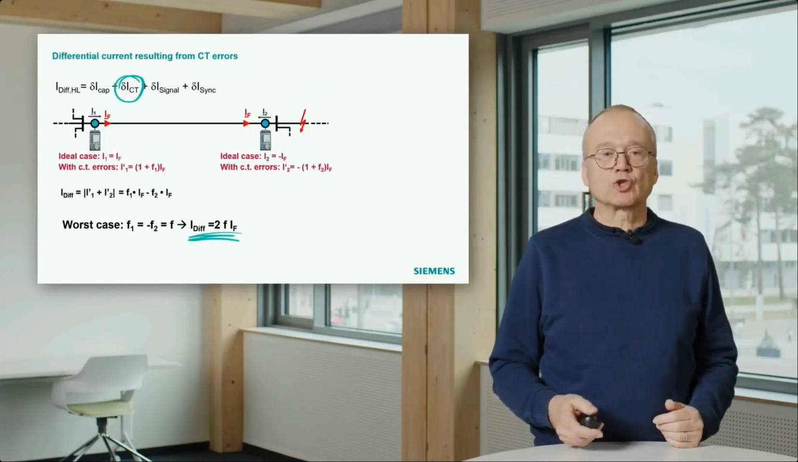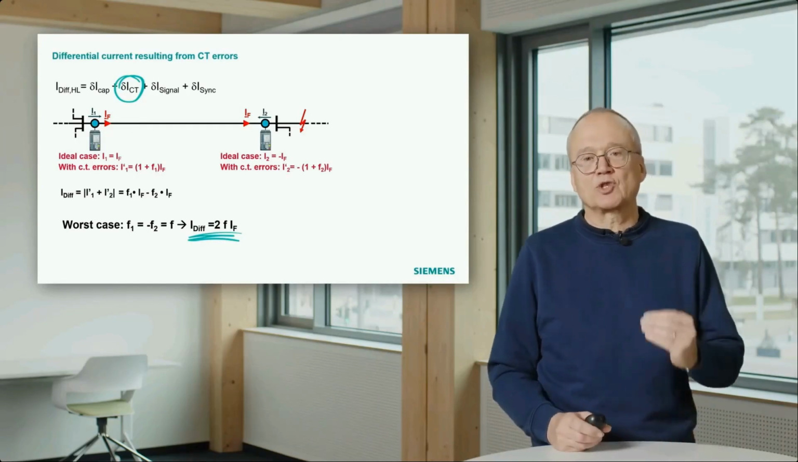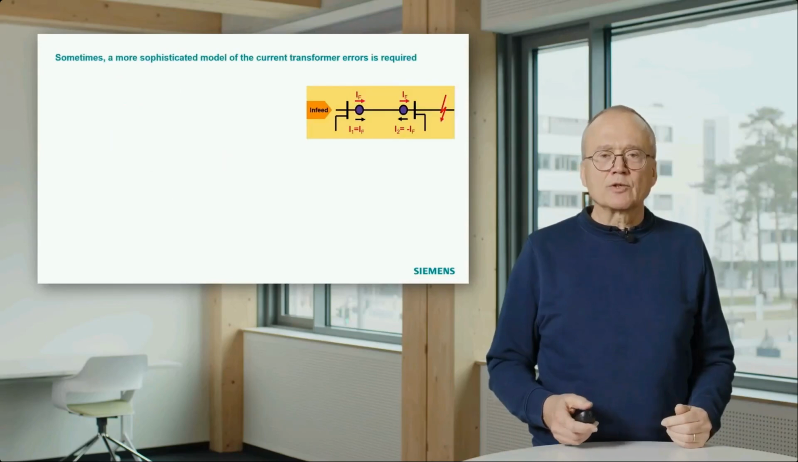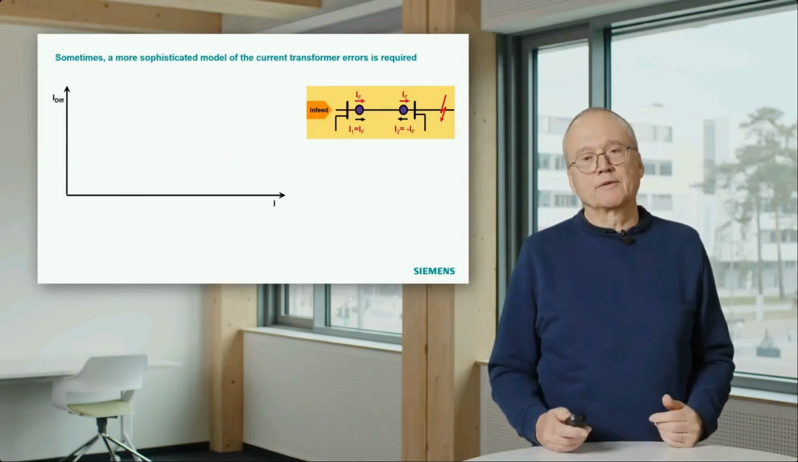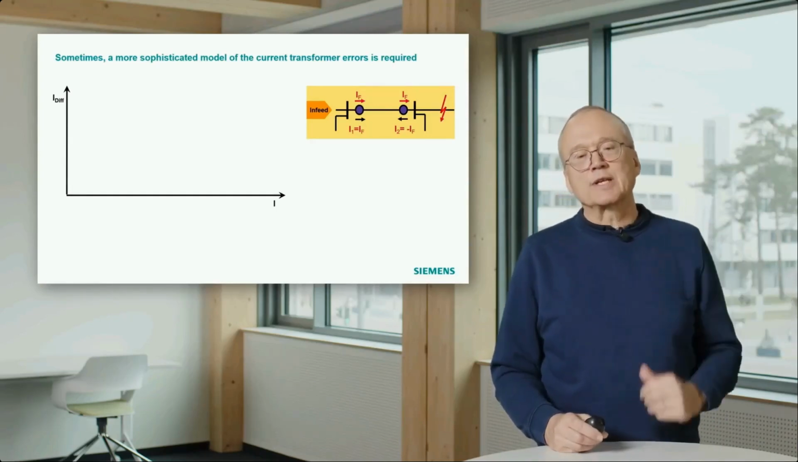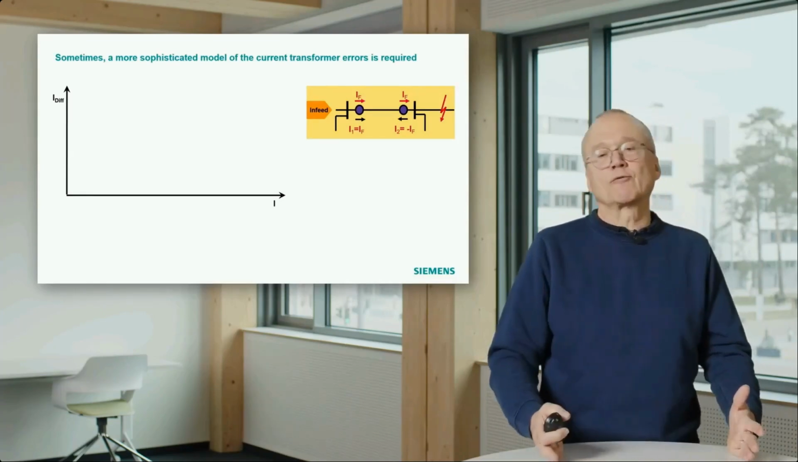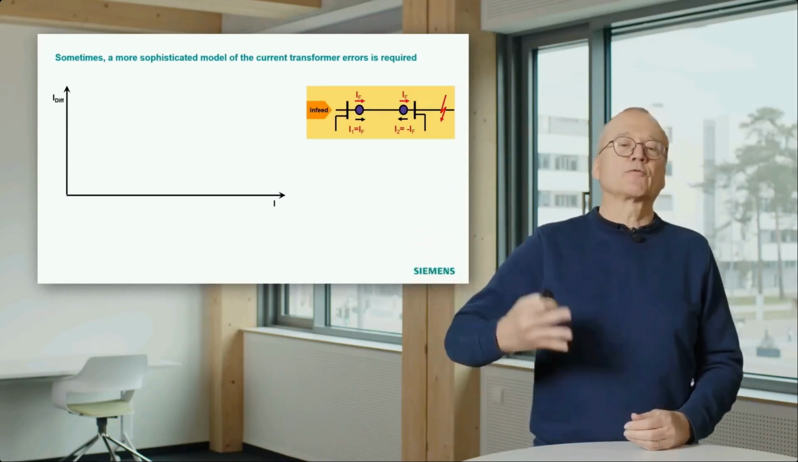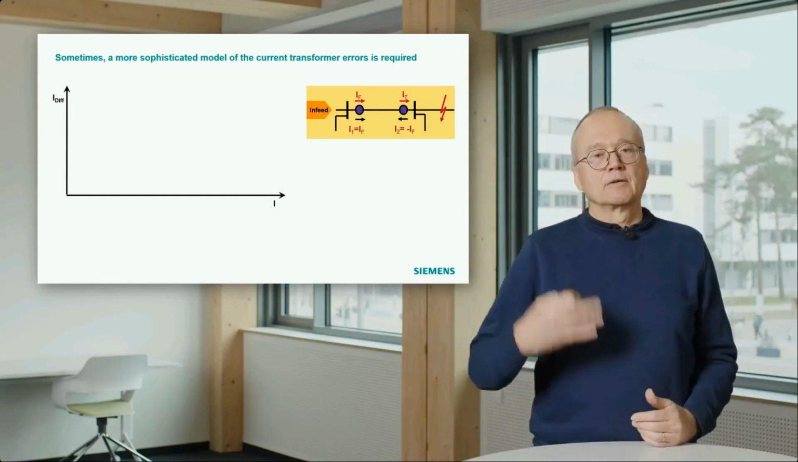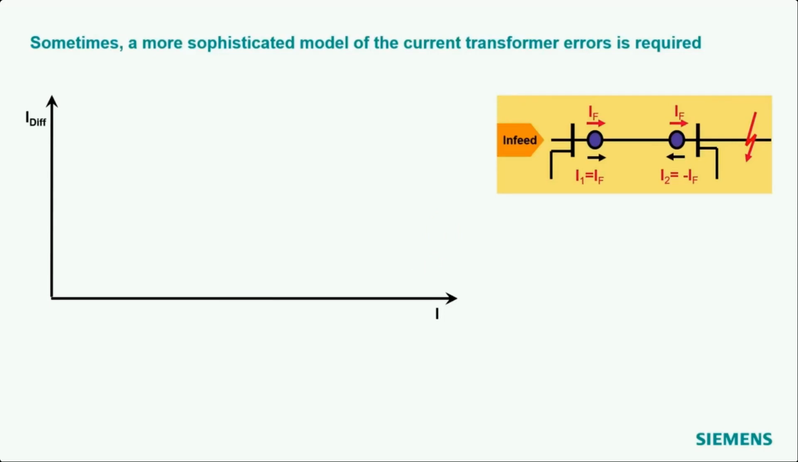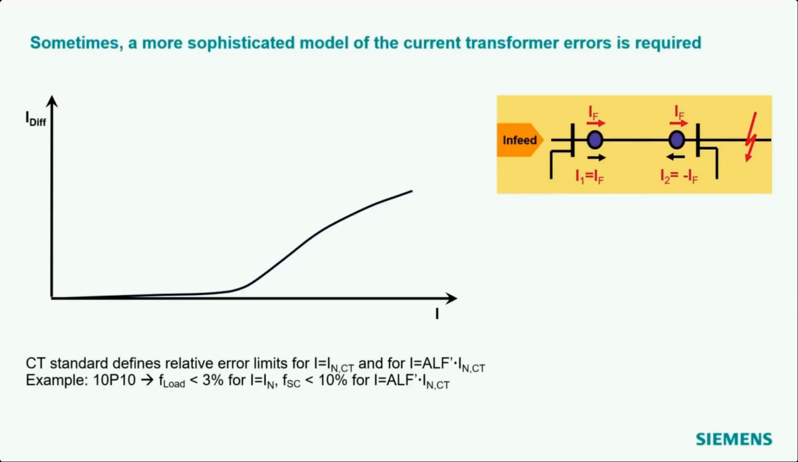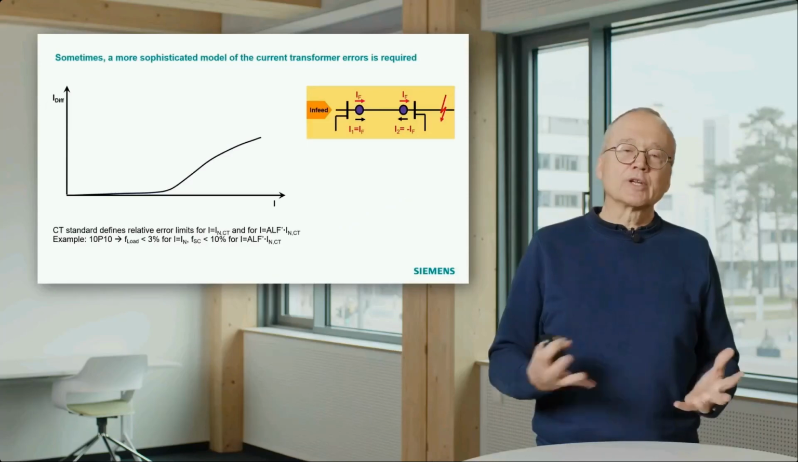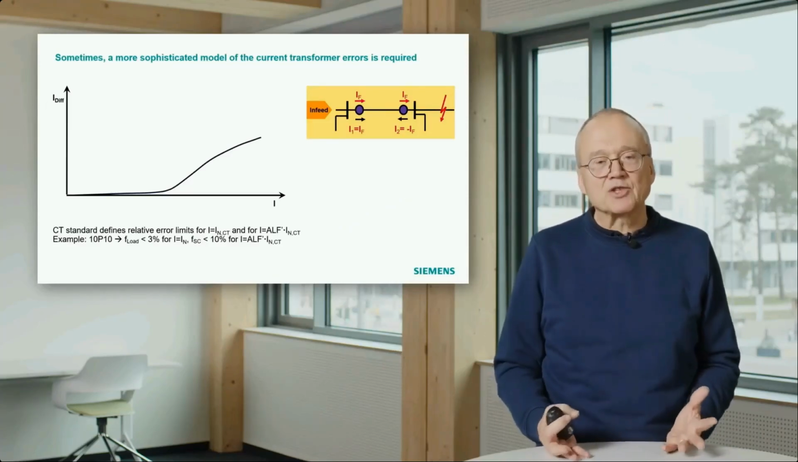Sometimes it's not possible, as shown here, to describe the behavior of the current transformers with just a simple error value. Current transformers have the feature that the relative error increases with increasing current. As long as you have load currents, you are in a range of maybe 3% error. If you have short circuit currents, higher currents, then the relative error can go up to 10% or even higher if you have very high currents. That means the error curve of a current transformer, and from that also the possible differential current resulting from it, looks like that, and it cannot really be described by one simple error value.